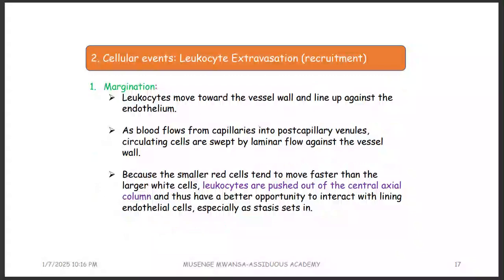And then the cellular events, what will be happening to the cells. The cellular events is just talking about the cells leaving the blood vessel. For the cells leaving the blood vessel, the first is known as leukocyte extravasation or recruitment. Leukocyte is because it's the white blood cells that are leaving the blood vessels that we're interested in. The first thing is known as margination.